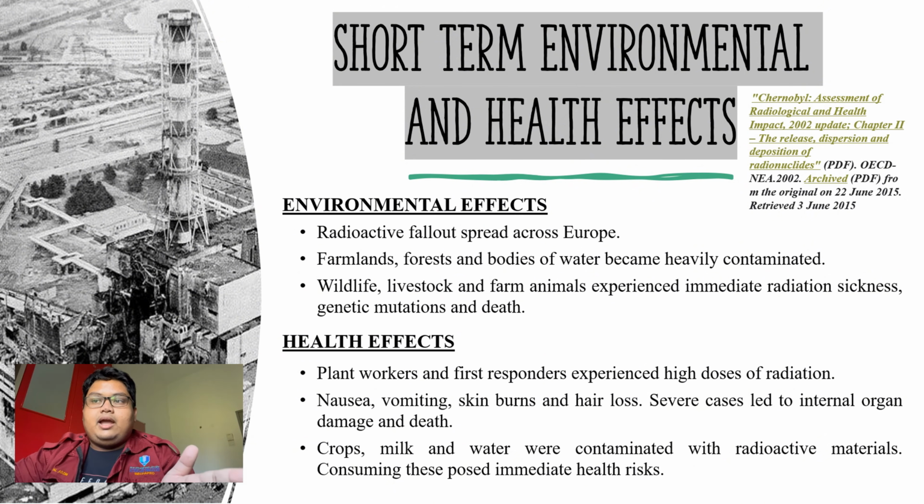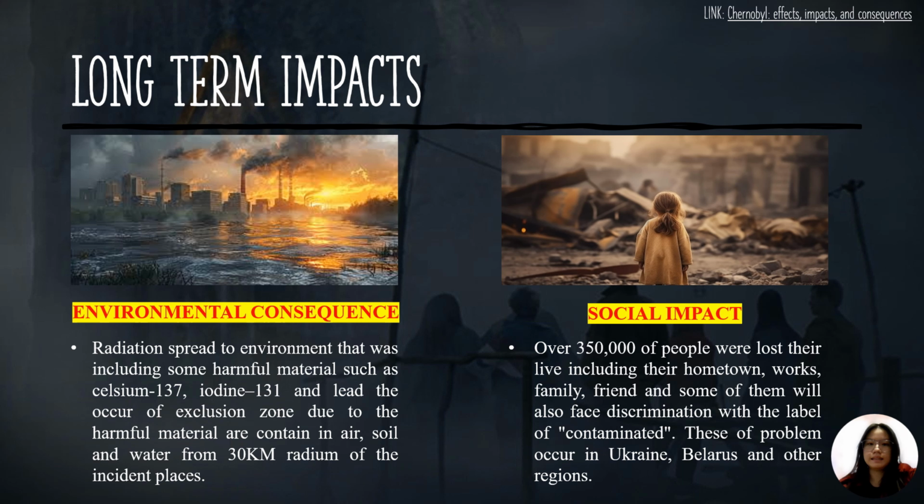To present about the Chernobyl accident in 1986. There were several impacts of the 1986 Chernobyl nuclear power plant accident. First, there were consequences for the environment, such as radiation spreading to the environment, including harmful materials such as cesium-137 and iodine-131. The exclusion zone also occurred due to the harmful material content in air, water, and soil. So it also compressed the living space of human beings.